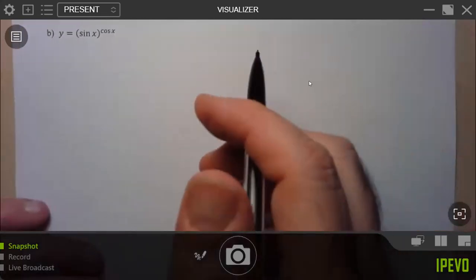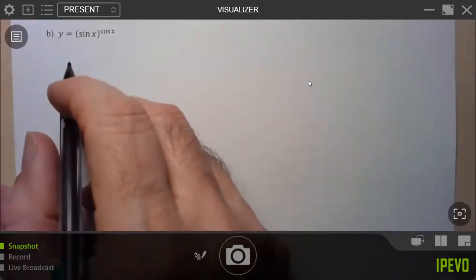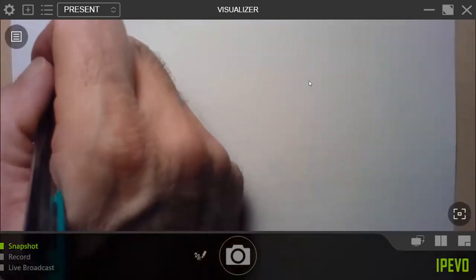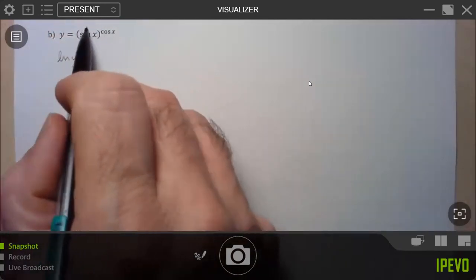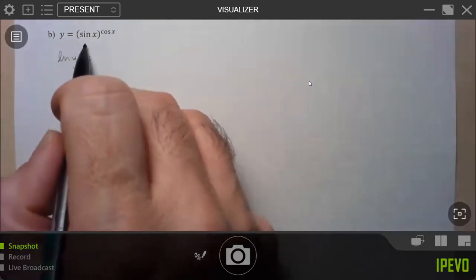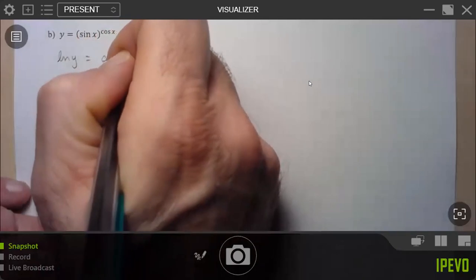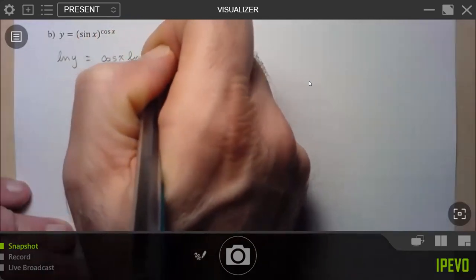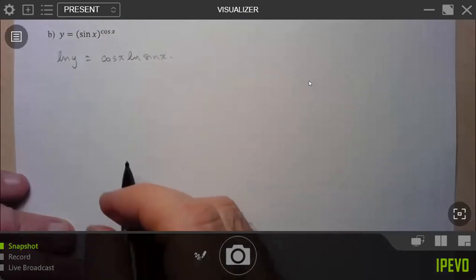Okay, so let's take a look at this one here. And I'm going to do this one a little quicker. So here, what I would do is I take ln y, and I know I'm taking the natural logarithm of the other side. I'm going to apply the ski slope rule right off the bat. That's equal to cos x ln of sine x. Okay, so this is where you start to save yourself some time.